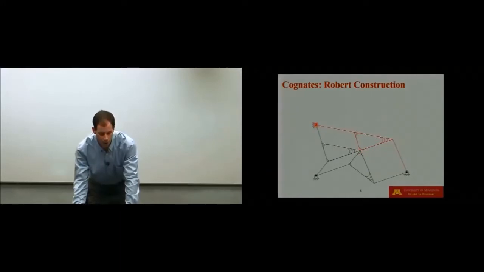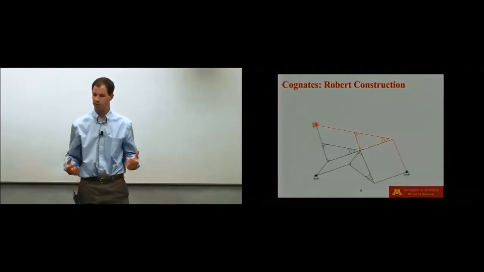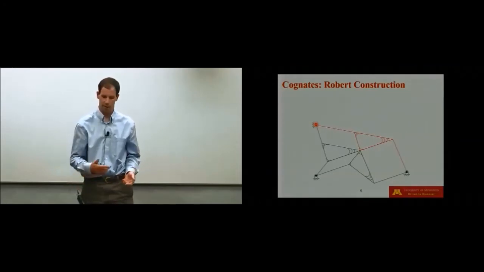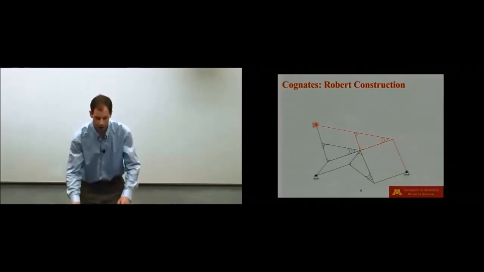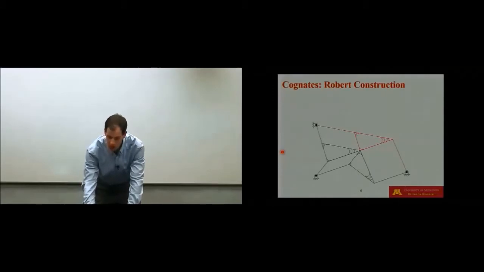And this point right over here becomes my new ground pivot. So I started off with only two ground pivots, and now I've located this third ground pivot. And so all three of these mechanisms, I think I've got this animated. Yeah, so all three of these mechanisms will share the exact same path of this point.